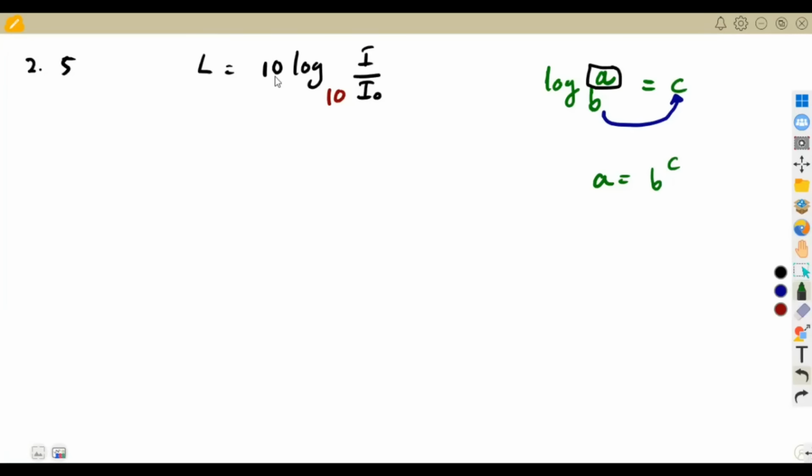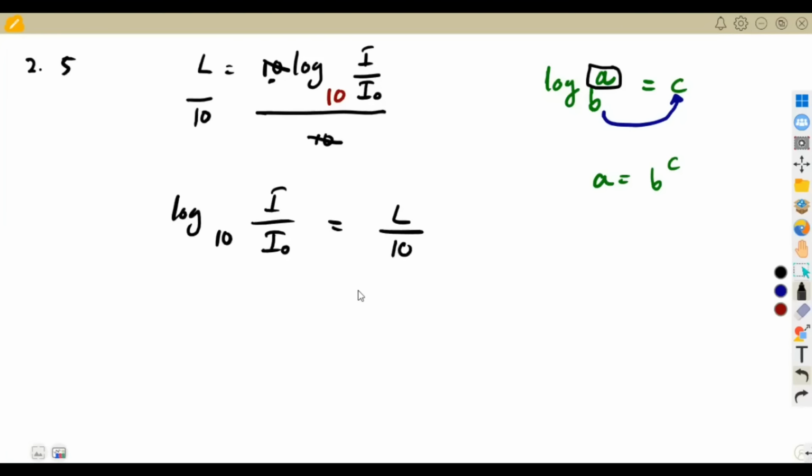So this is the scenario that we have. But we just have to maintain a single logarithm. And to do that, we can simply divide by this 10 that is multiplying. We can simply divide by 10 both sides. So that means we are going to have the logarithm of I over I naught in base 10 is equal to L over 10, like this. So as you can see, we have this scenario now of a logarithm equated to a certain term, that is the logarithm of this term in base 10 equal to L over 10.